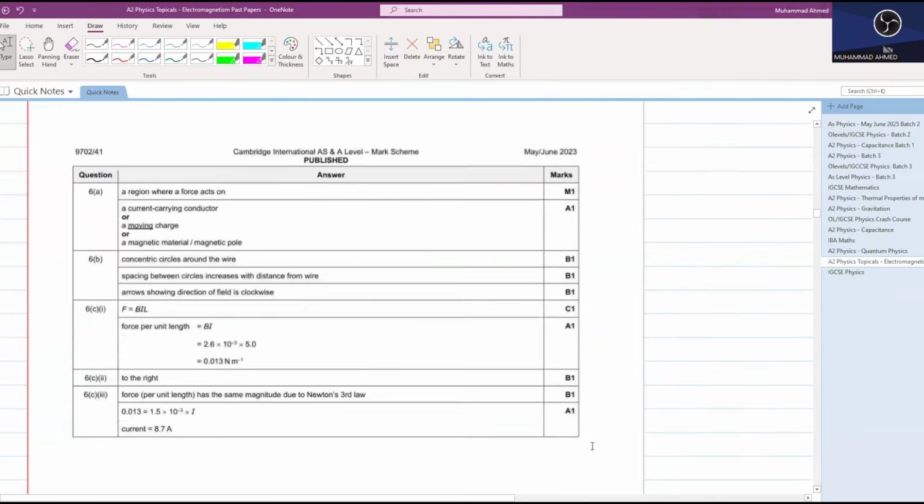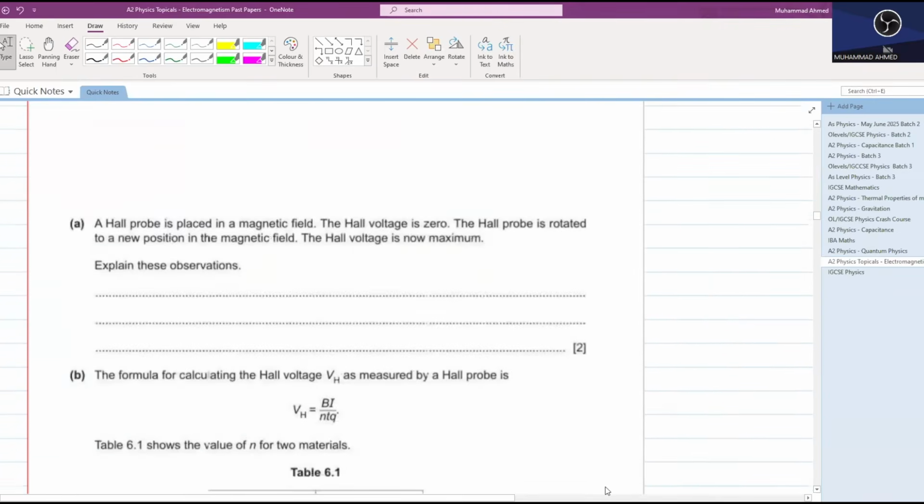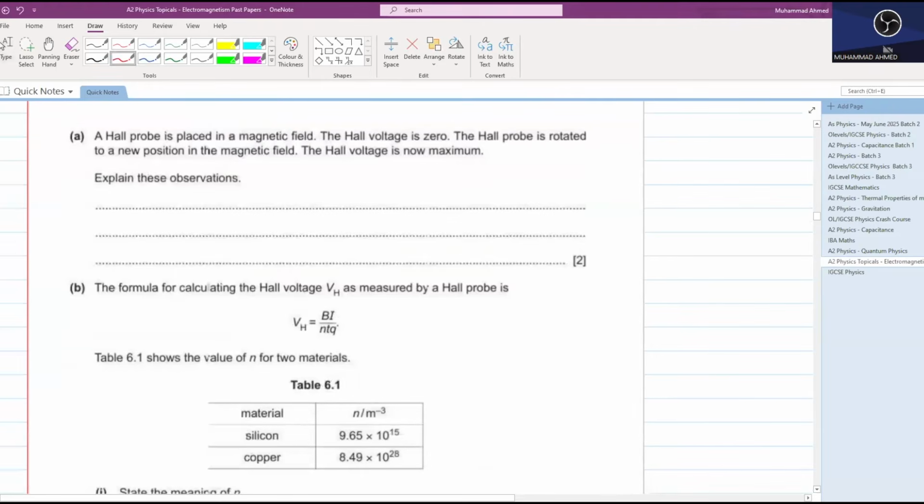Let's further move ahead. You can also check your answers. So, a Hall probe is placed in a magnetic field. The Hall voltage is initially zero. The Hall probe is rotated to a new position in the magnetic field. The Hall voltage is now maximum. Explain these observations. So, what can we say? Initially, the Hall probe is parallel to what? Parallel to the magnetic field.